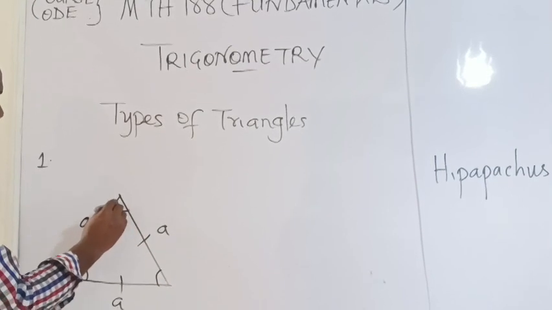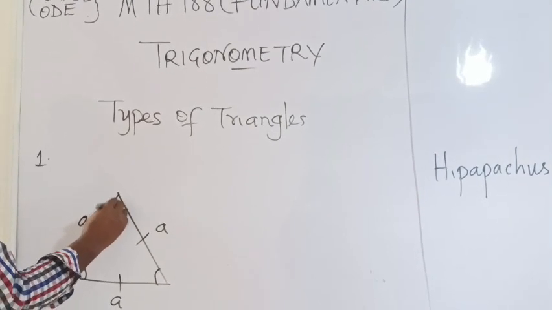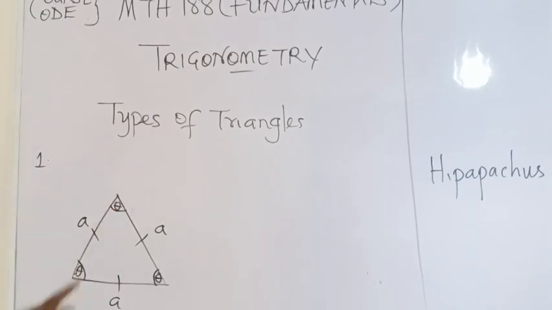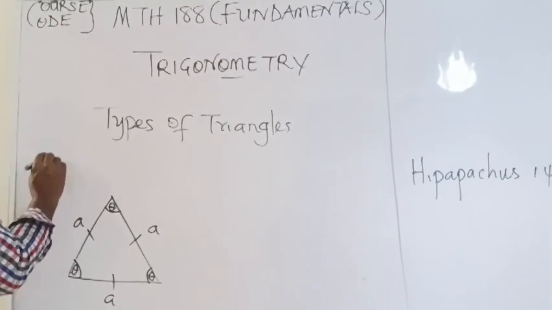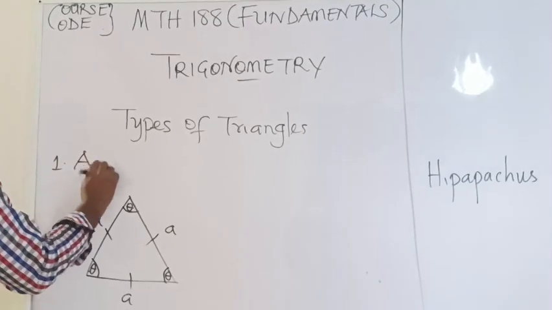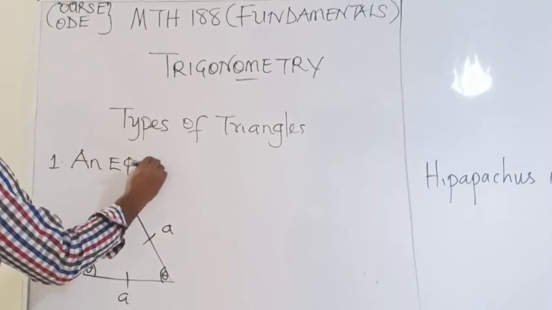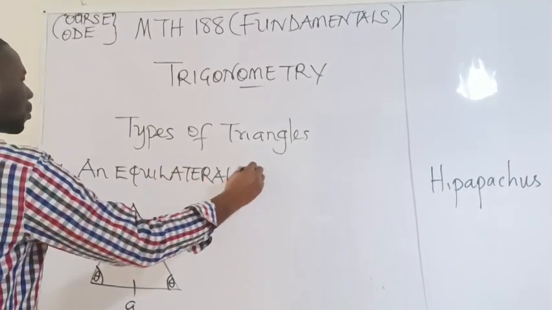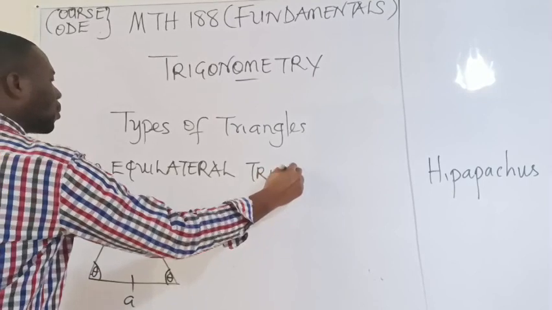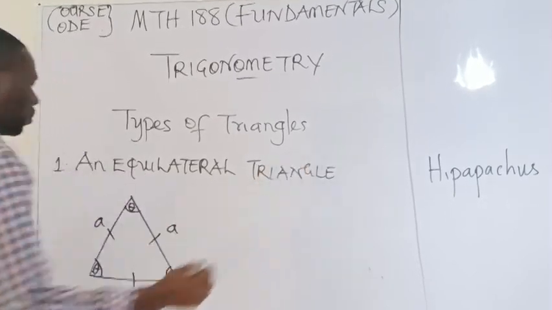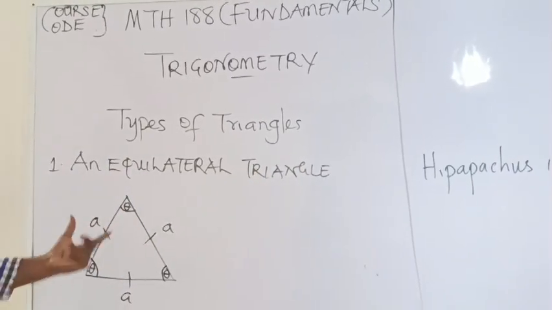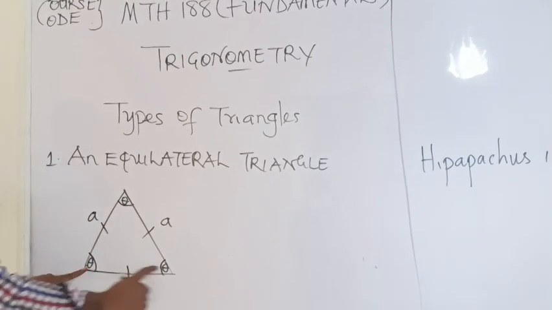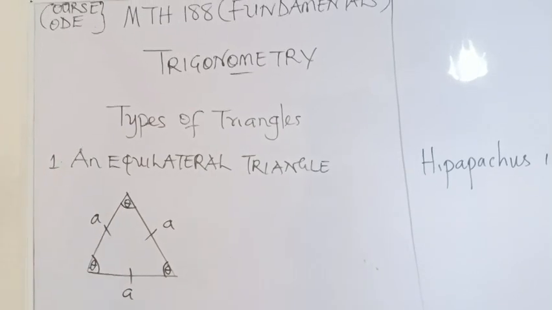And if this angle is, let's say, angle theta, this is angle theta, this is also angle theta. All the angles are equal. This kind of triangle, we call an equilateral triangle. So it's a triangle whose 3 sides and 3 angles are equal, right? So if that's the case, it simply implies that each of these angles is exactly 60 degrees.